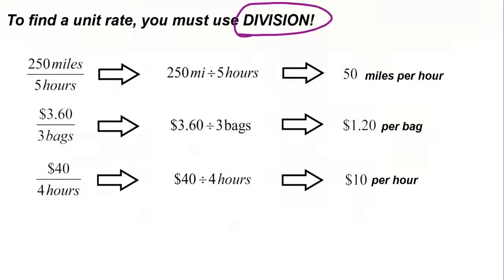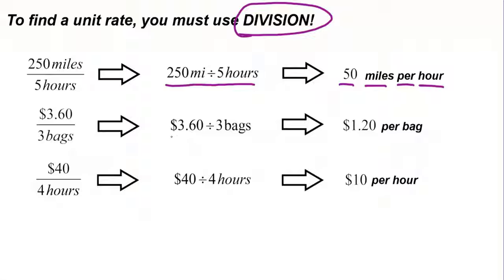We use division in every one of those examples. So division will help us find a unit rate. So again, to review, if we turned 250 miles every 5 hours into a unit rate, we did 250 miles divided by 5 hours, and that gave us 50 miles per hour.